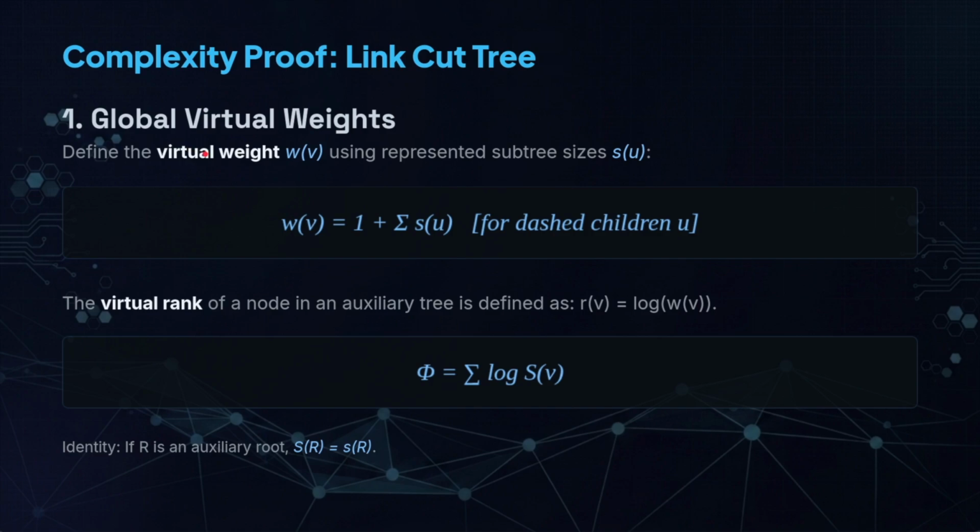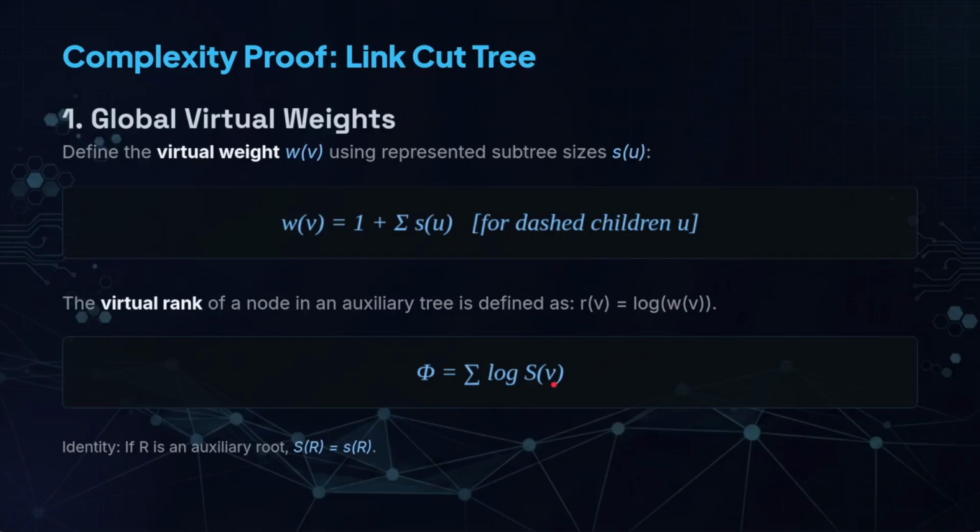To make this extension hold mathematically, we define a virtual weight for every node, W equal to 1 plus the summation of S of U, summing over all dashed children U using their represented subtree sizes. The virtual rank then becomes RV equal to the log of W of V.